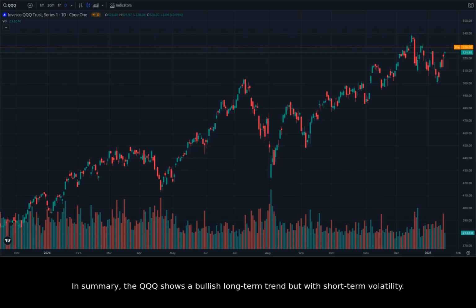In summary, the QQQ shows a bullish long-term trend, but with short-term volatility. Key support levels are around 380 to 400 on the daily chart and 510 to 515 on the 1-hour chart. Key resistance levels include 410 to 420 on the daily chart and 515 to 520 on the 1-hour chart.